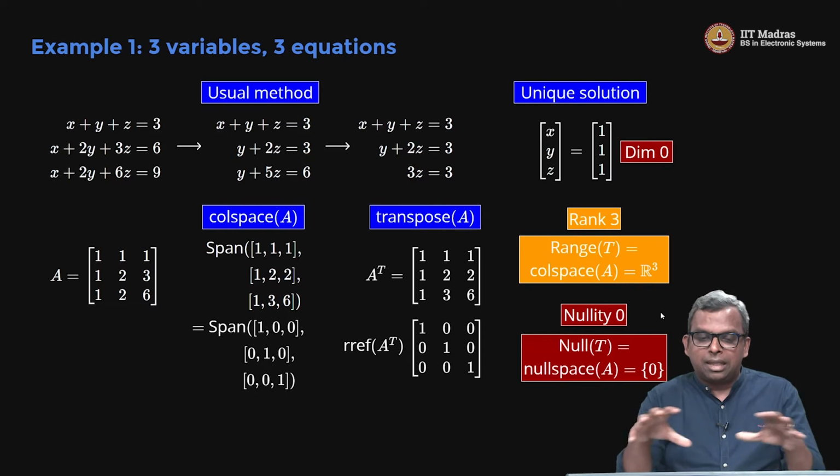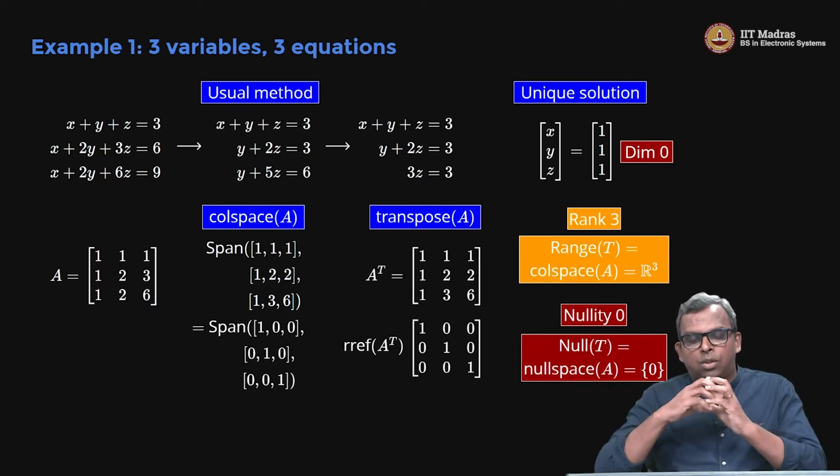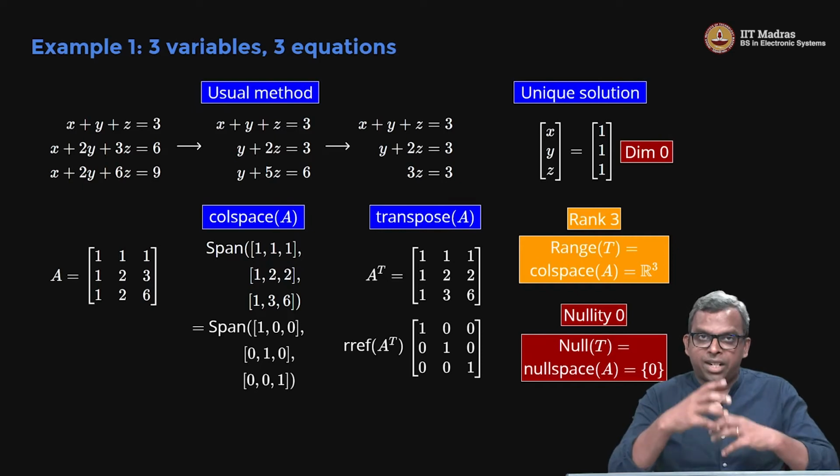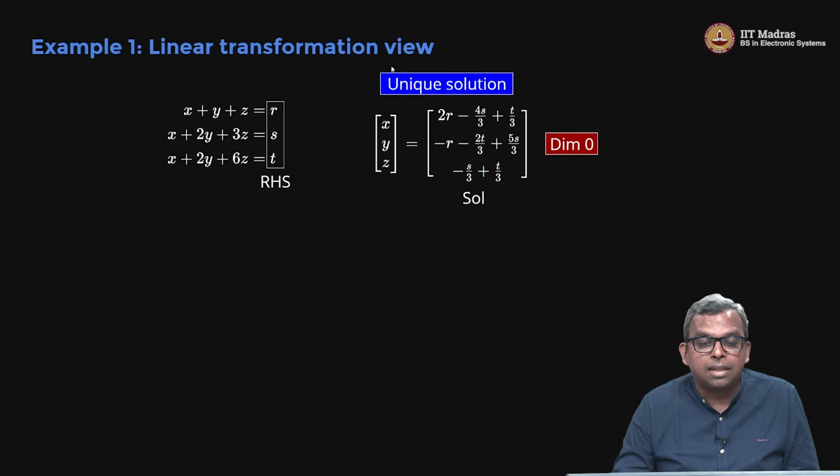Now we are going to take this and put it into a nice diagram, sort of a visualization of what the linear transformation is doing. So this is an important picture. This is the linear transformation view of the linear equation. Notice now in this equation I am making the right hand side arbitrary. Okay, so I am making it r, s and t. Some r, some s, some t.